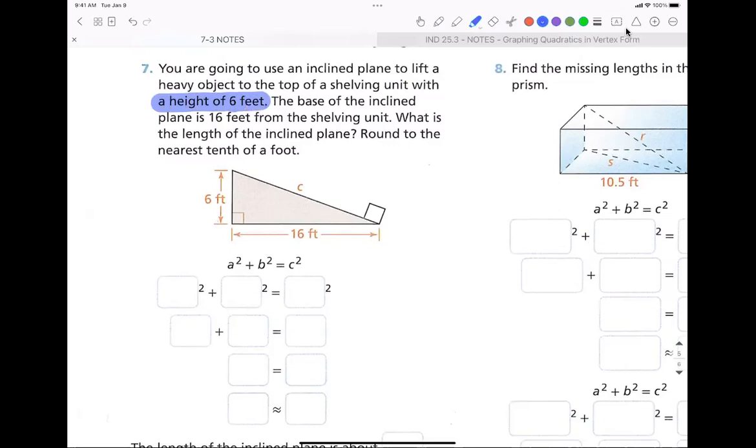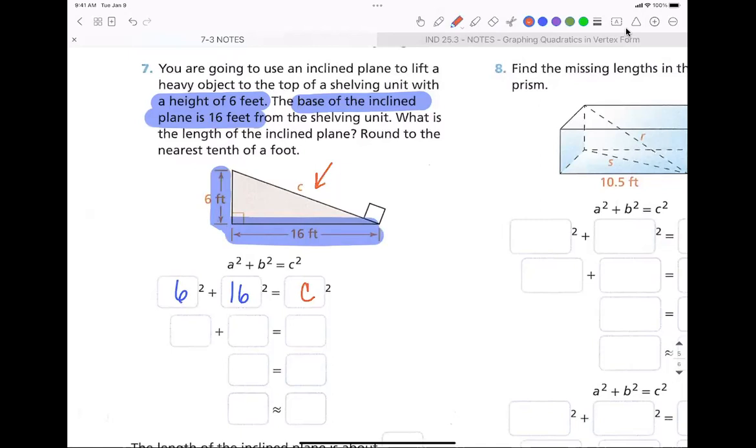So our shelf, draw the picture if you need to. Here's your shelf, 6 feet tall. The base of the inclined plane is 16 feet. Well, base always means the bottom. So the bottom right here is 16 feet. And then it says, what is the length of the ramp or the inclined plane? So we want to know this. And from our drawing, we can see that that is finding the hypotenuse. So you're going to plug in, order doesn't matter, right? I don't care which one you call A and which one you call B. And then you're going to solve for C. Now, remember, if you don't know C, C is going to stay C all the way down. Don't ever pop a number in for it. Keep C on the left or on the right side of the equation.